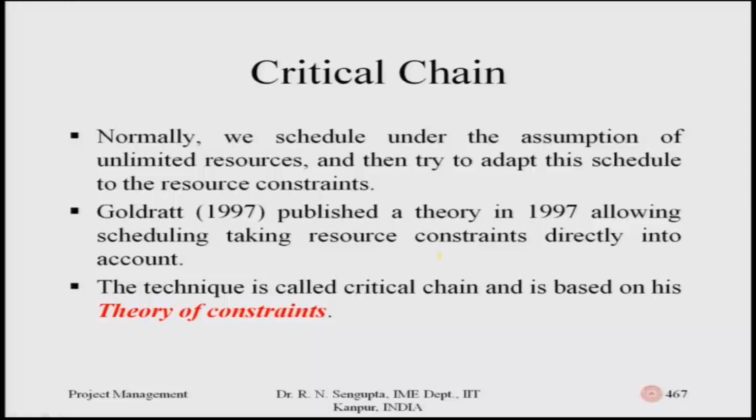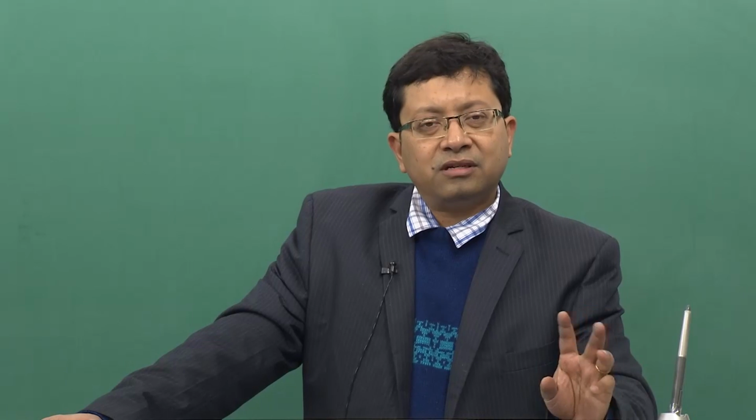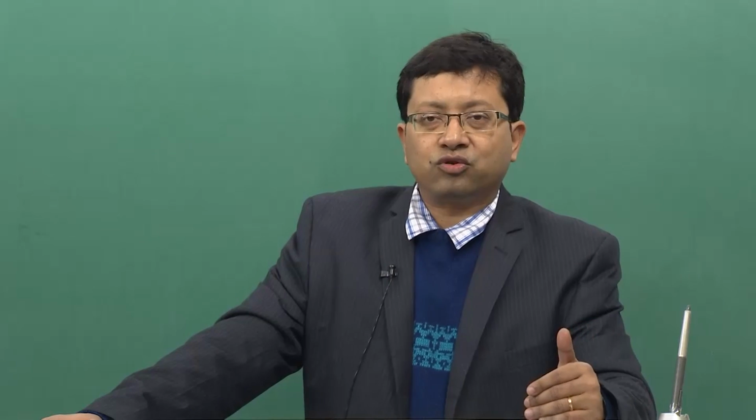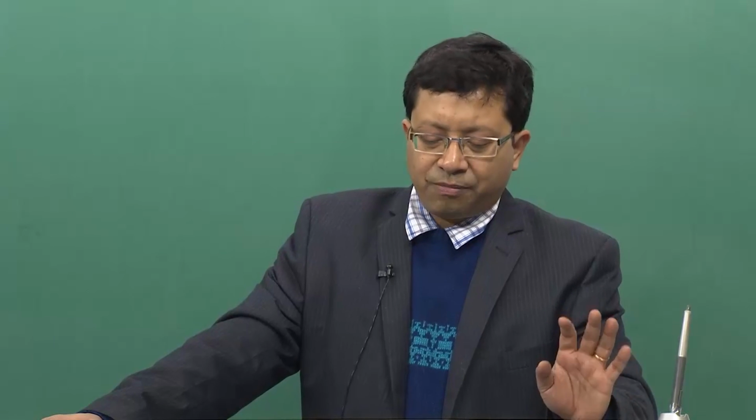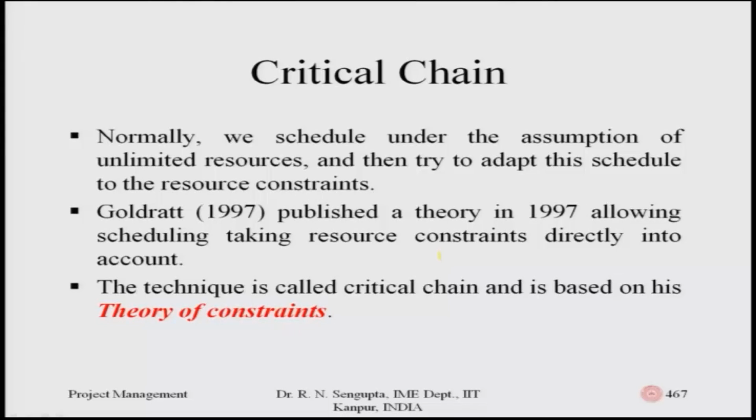So, Goldratt in 1997 came with the concept of critical chain. Normally we schedule under the assumption of unlimited resources and then try to adapt this schedule to the resource constraint. Initially we consider resources are absolutely not a problem, then we schedule it and then try to tackle the problem considering at each and every level there are resource constraints. But Goldratt in 1997 said it was false. Goldratt published a theory in 1997 allowing scheduling taking resource constraints directly into account.